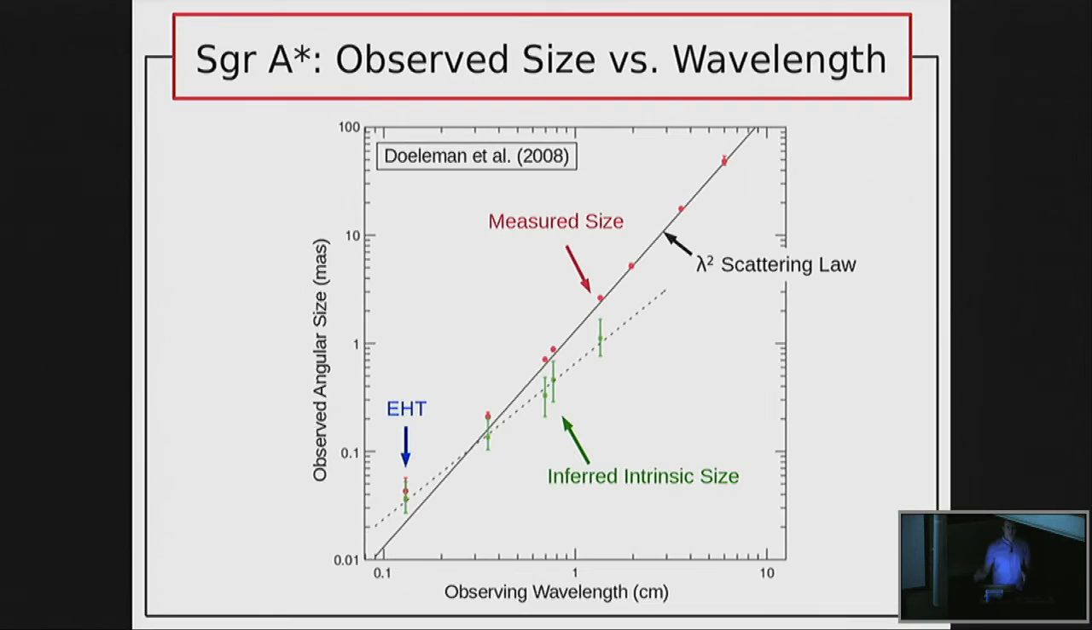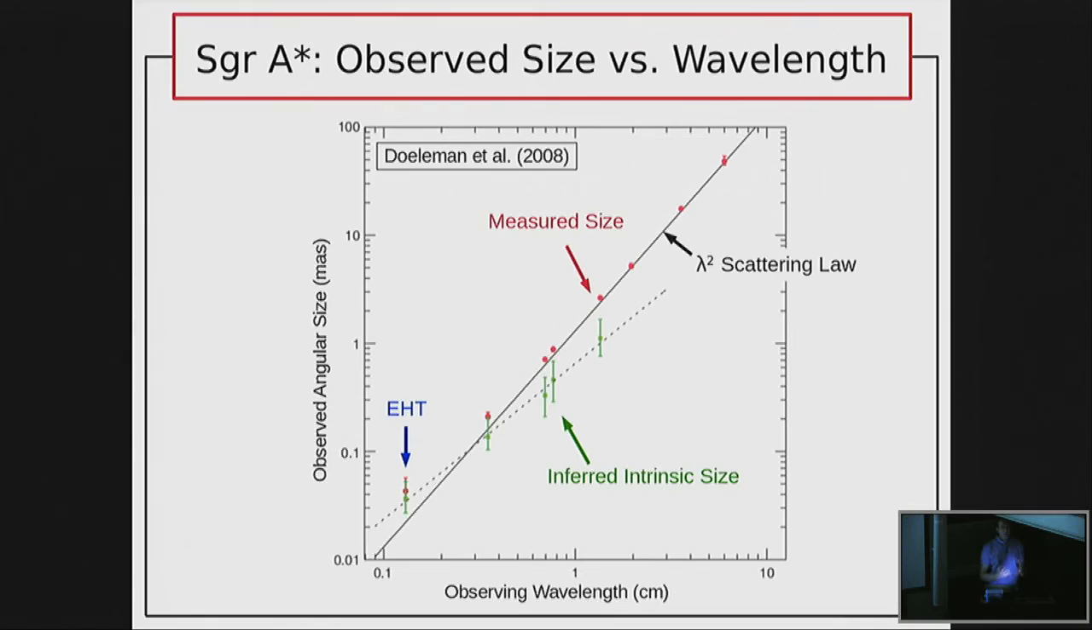What they've seen is that as you go to higher frequency or shorter wavelengths, the image gets much, much smaller, and it follows a very nice lambda squared scaling. This turns out to be a very generic scaling for scattering. So what you're seeing is not an intrinsic structure. You're seeing just this scatter-broadened image. The intrinsic structure could be a point source, or it could have interesting structure.